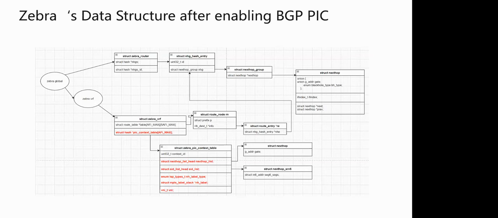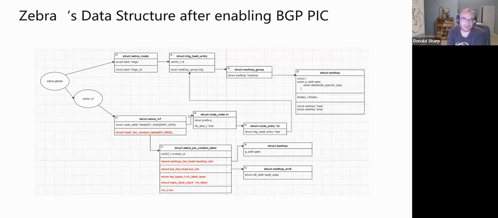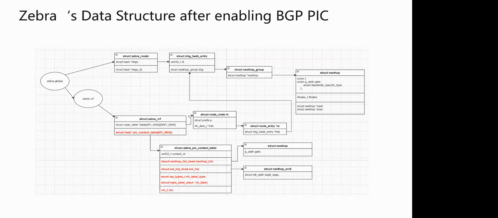Basically, for each route, you have the context ID. That context ID will help you do the lookup in this table to find the associated PIC context. It's not listed here. The route entry points to the next hop group hash entry, but it doesn't point to the context ID associated with the PIC context table. Yeah, you're right, we could add that as part of the leaf context.